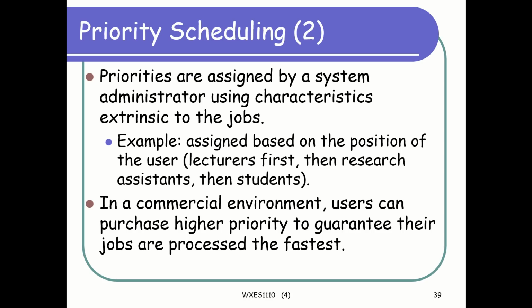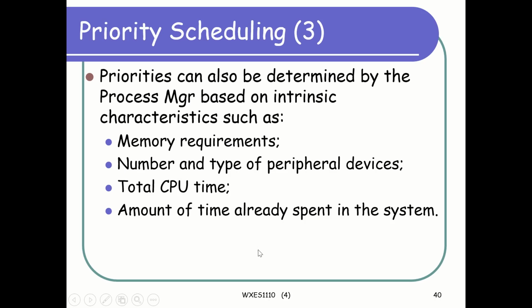So priorities are assigned by a system administrator using characteristics extrinsic to the jobs. For example, assigned based on the position of users: lecturers first, then research assistants, then students. So this is a position. Lecturers have a higher position grade, then RAs, and the last one is the students. In a commercial environment, users can purchase higher priority to guarantee their jobs are processed the fastest.